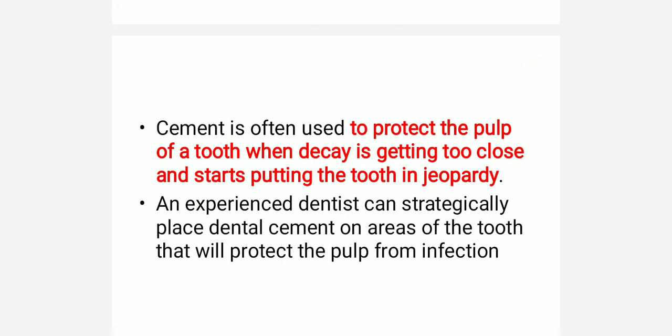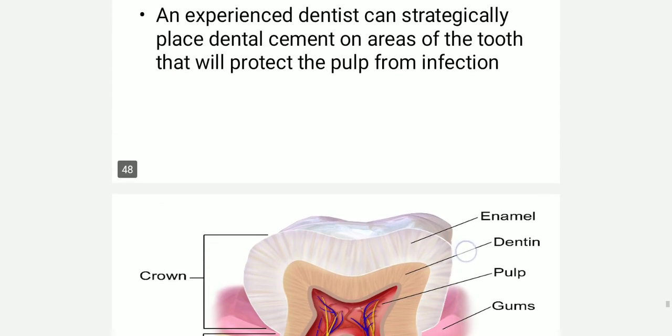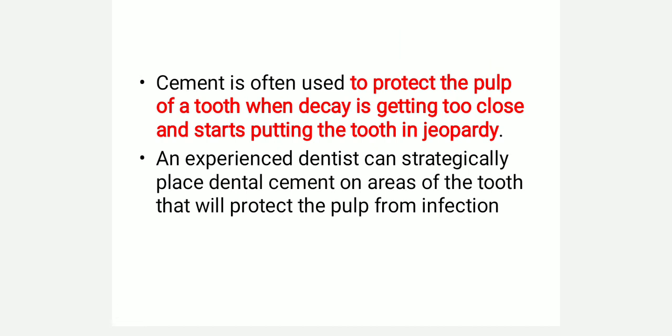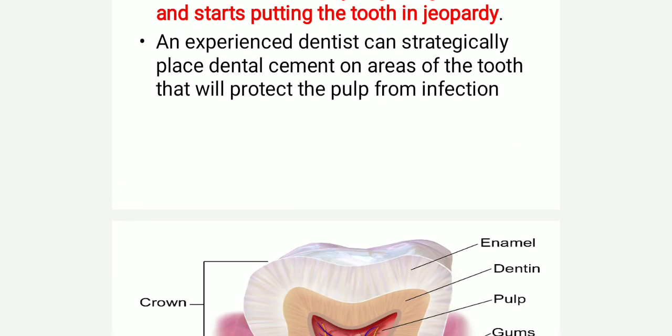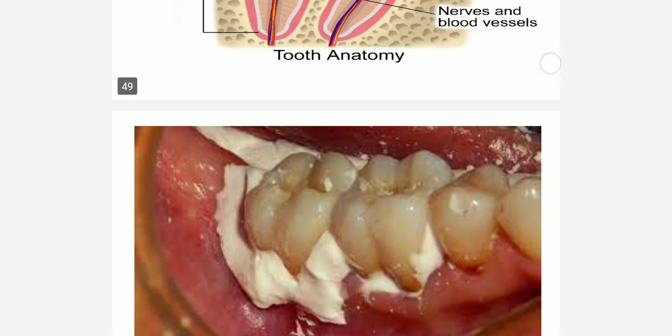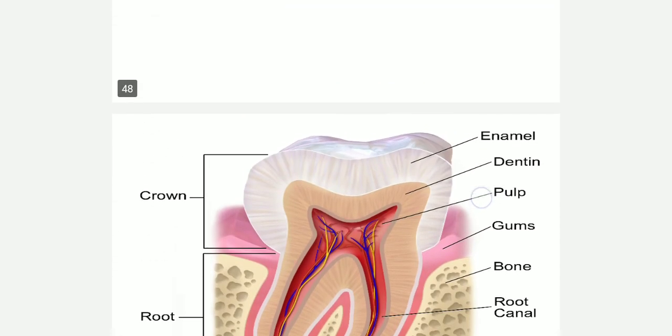Cement is often used to protect the pulp of a tooth when decay is getting too close and starts putting the tooth in jeopardy. You have to remember its function. An experienced dentist can strategically place a dental cement on areas of the tooth that will protect the pulp from infection. Okay, so this is the diagram of the cement which is filled in the periphery of the teeth. So this was regarding the classification according to the microscopic structure.